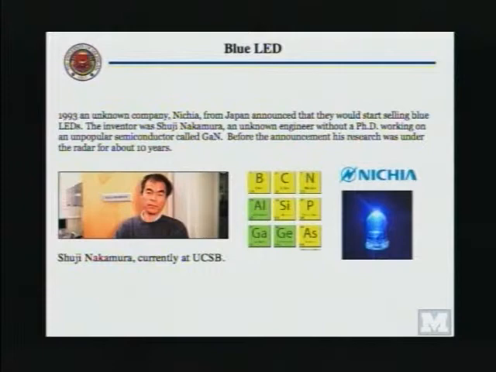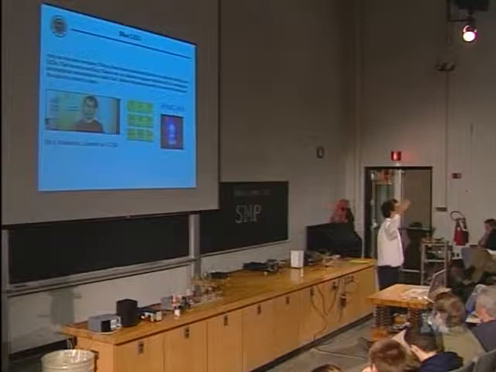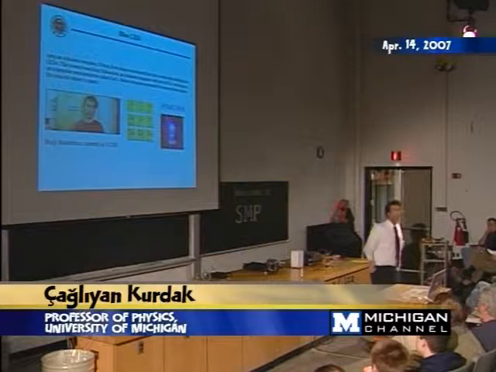And he made something called a blue LED. I mean, why blue? It's the same as this one, except the band gap of gallium nitride is larger. And there was no such 3-5 semiconductor that we had, so there was no blue LED on the market at the time. And he makes this material and he improves it.